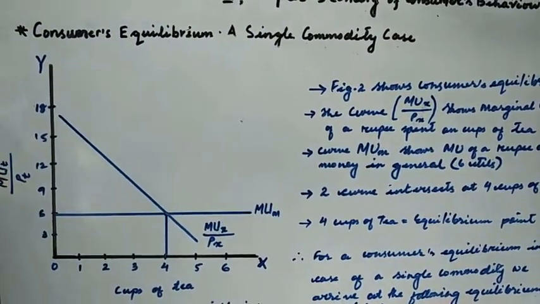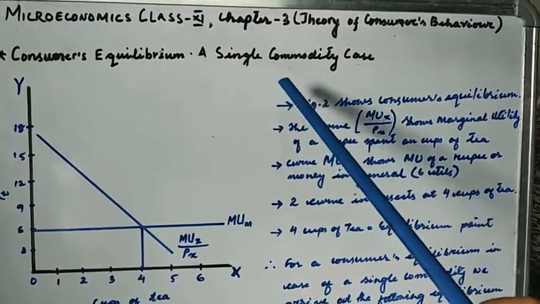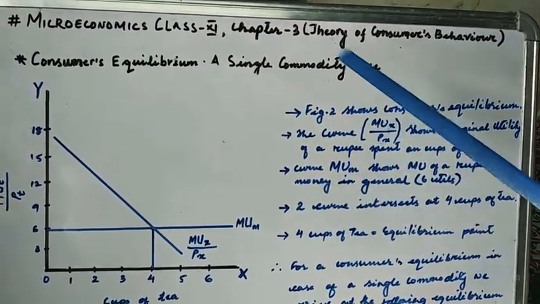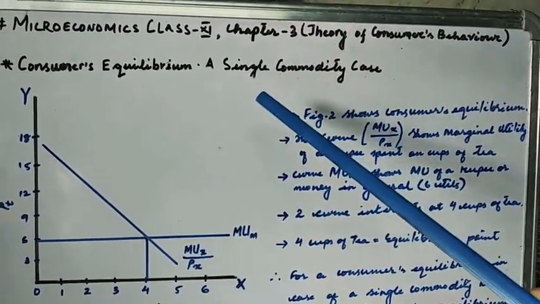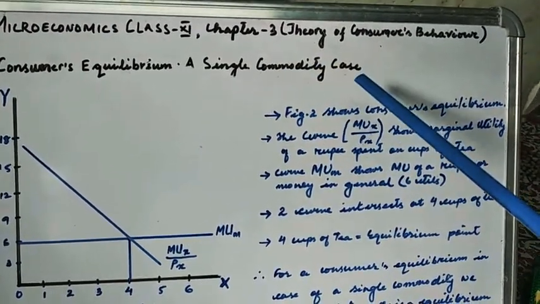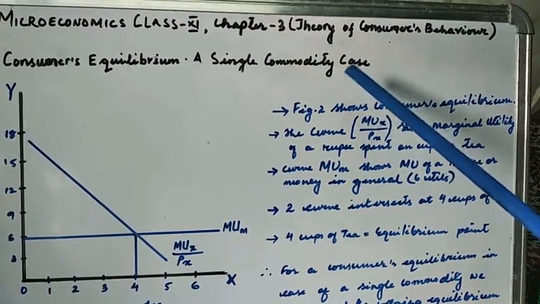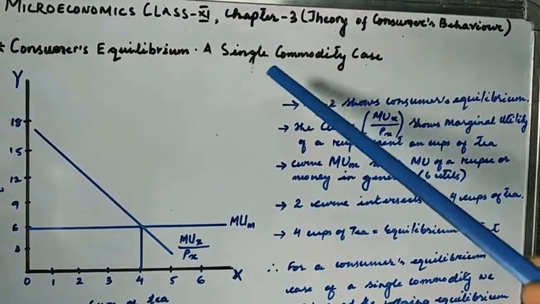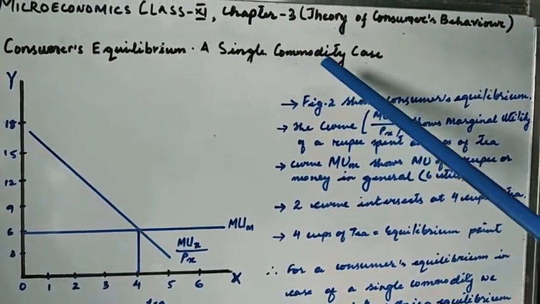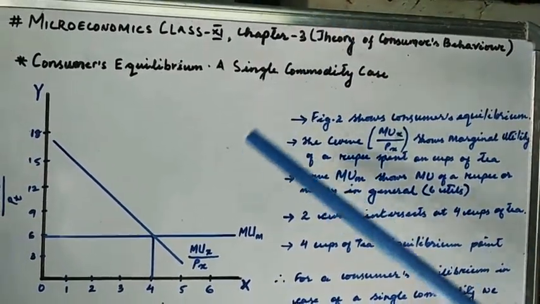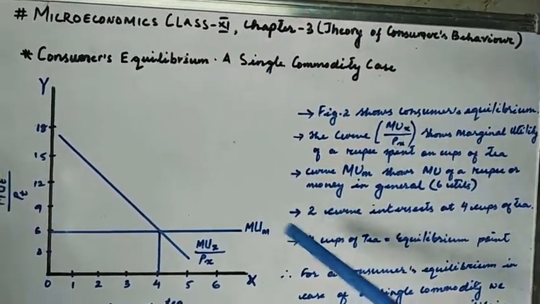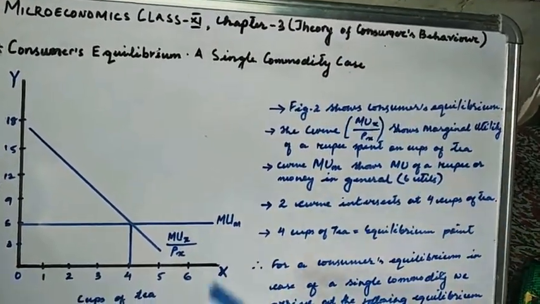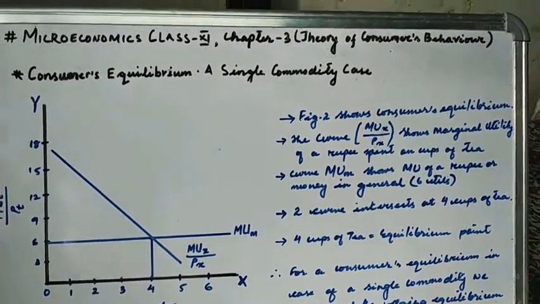After explaining consumer's equilibrium in the case of a single commodity, we will go forward in explaining the consumer's equilibrium in a 2 commodity case. Here we are talking about a single commodity, that is a cup of tea, and in the next lecture we will talk about the 2 commodity case, how a consumer will attain his equilibrium point in consumption of 2 goods, that is good X and good Y.